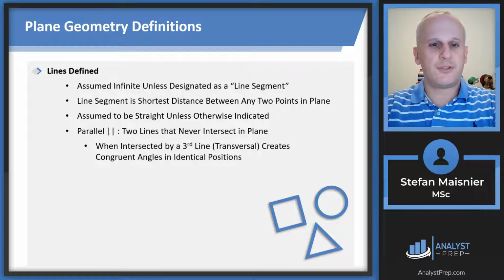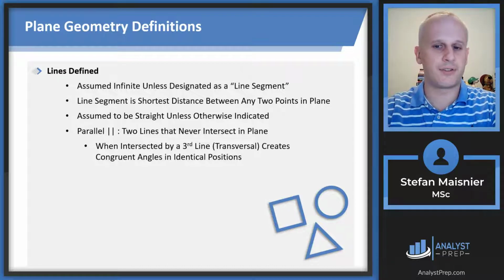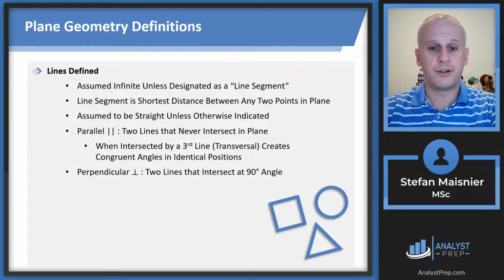And when you have two parallel lines intersected by a third line, which is called a transversal, that's going to create congruent angles in identical positions. So if you've got a third line cutting through two parallel lines, you know that all the small angles are equal to all the small angles, all the big angles are equal to the big angles, and any big angle plus any small angle will equal 180.